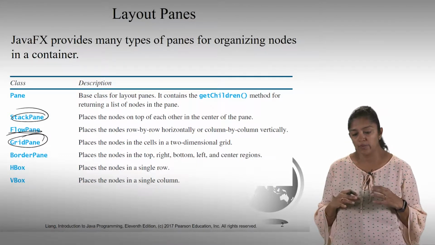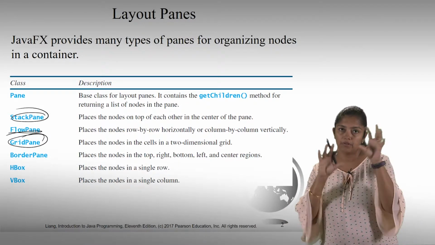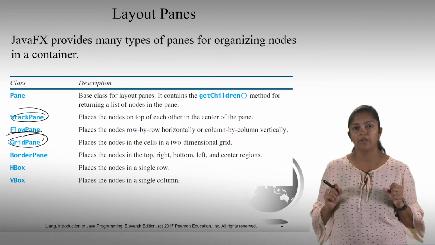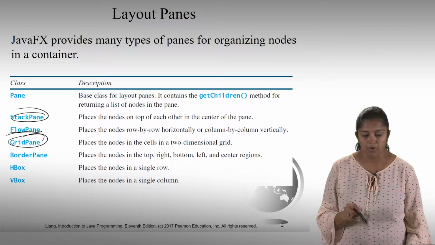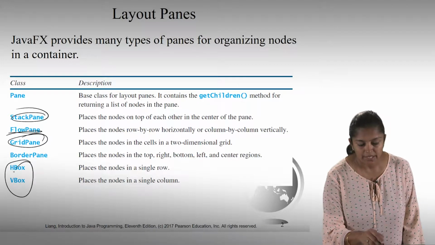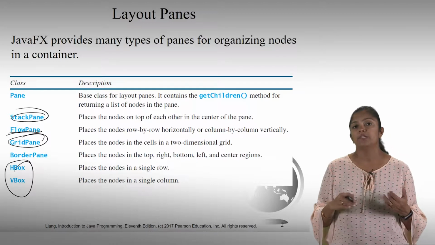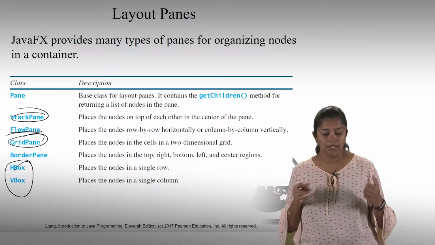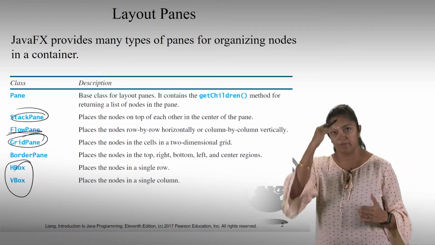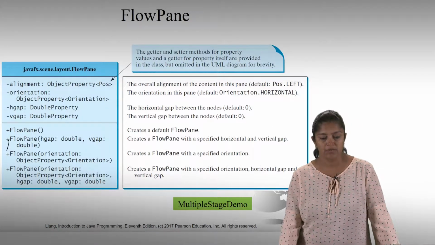There's BorderPane. This is when you want certain nodes to appear either in the top region of the window, or in the bottom, or in the left or right, or in the center. If there's a specific area where you want it to appear, then you can use the BorderPane and specify top, right, bottom, left, or center. Then there's HBox and VBox. This is a way to place all of the nodes in a single row. In HBox, they are placed in a single row horizontally, and in VBox, they are placed in a single column, so you will see them appear vertically. So these are some of the different ones that are available.